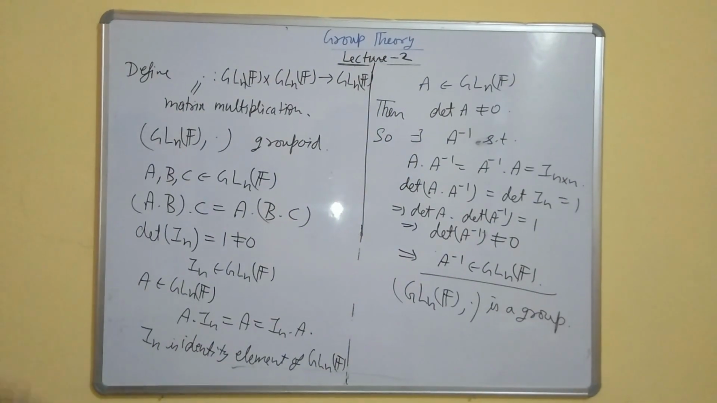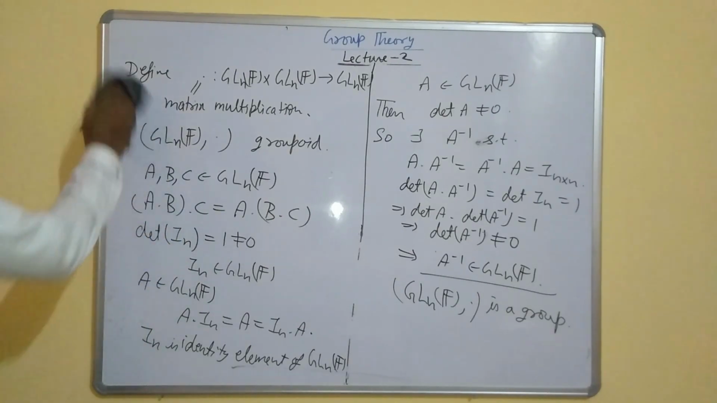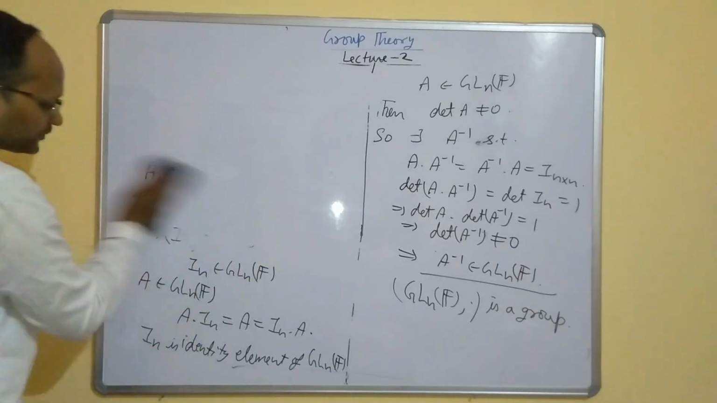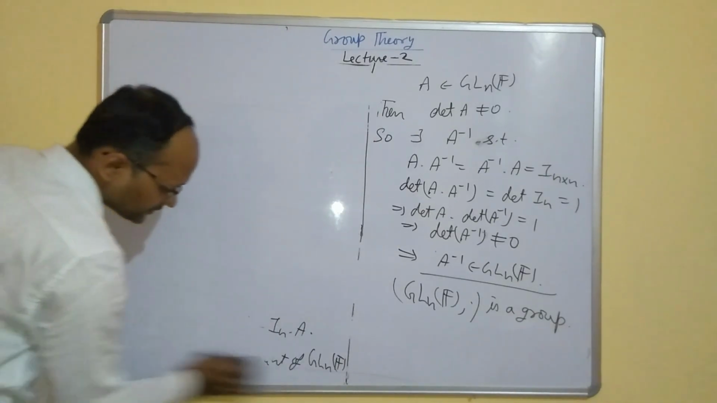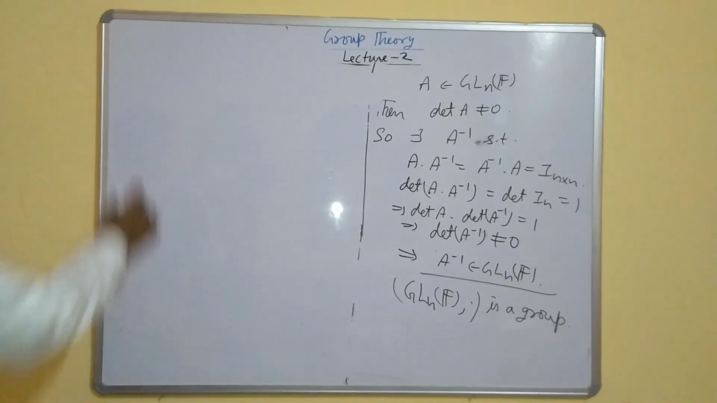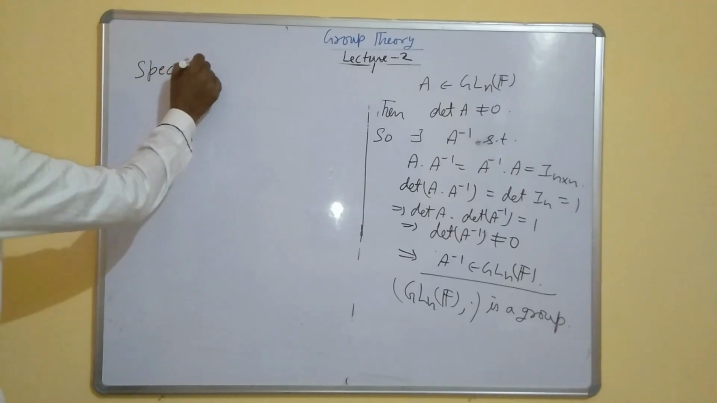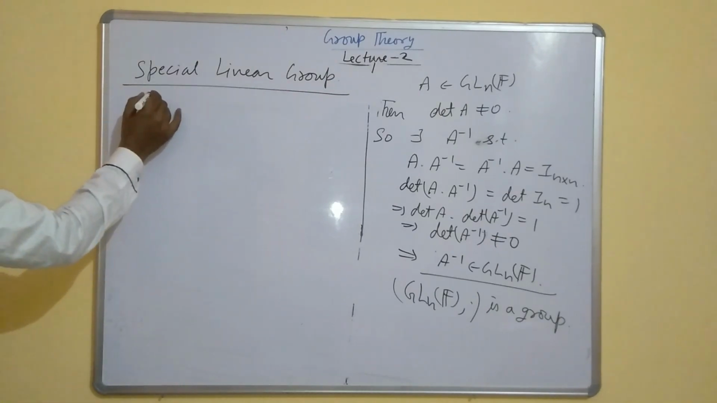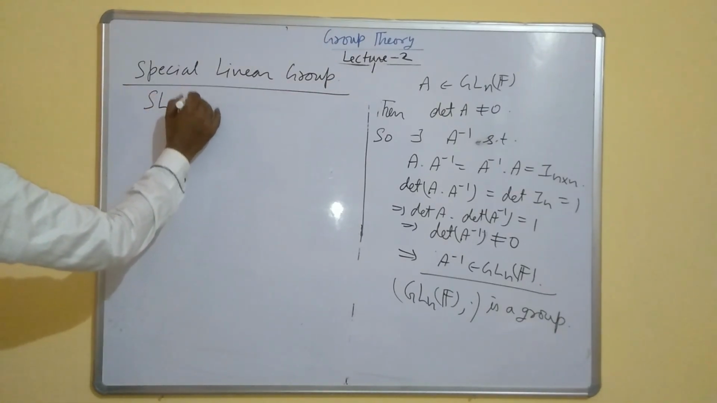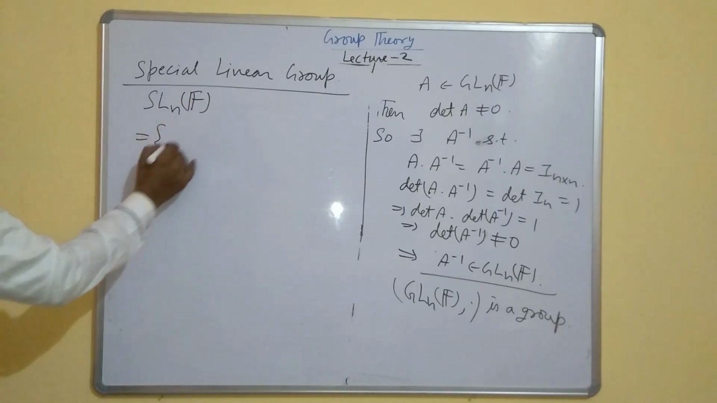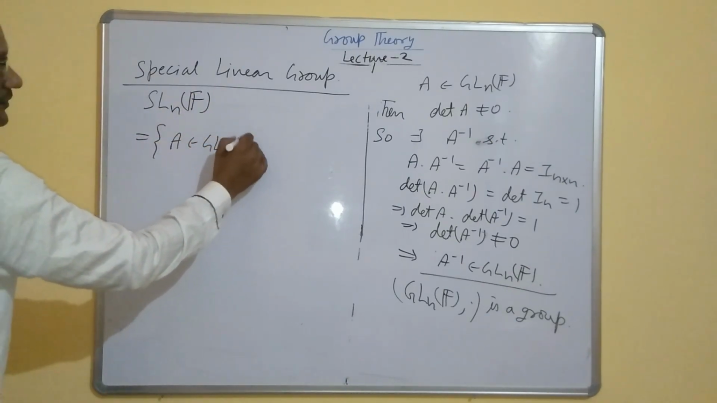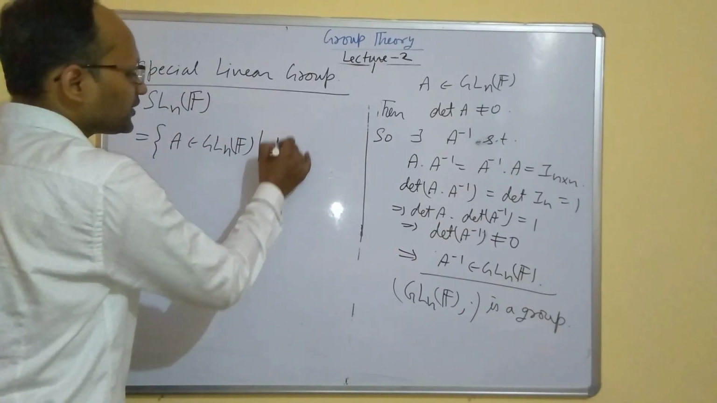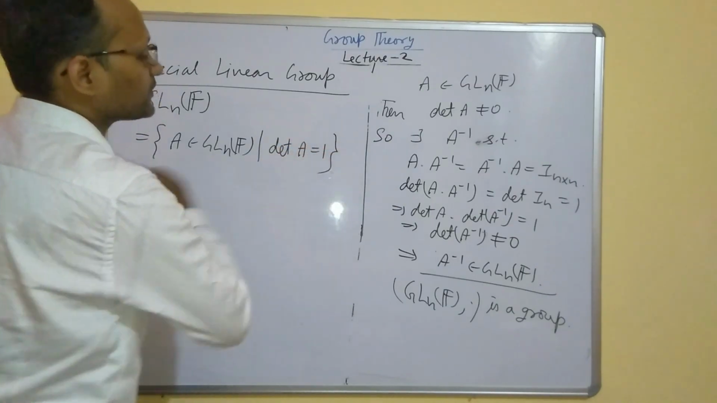So now, the next example. I think it is okay for you. The next example is a special linear group, SLnF. This is the set of those matrices of GLnF such that the determinant of A is equal to 1.